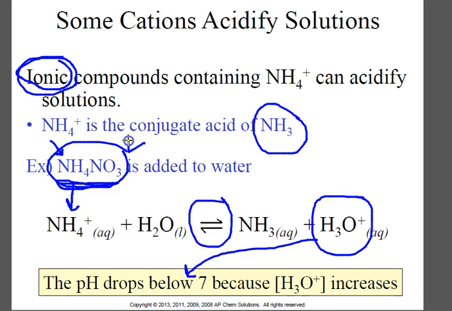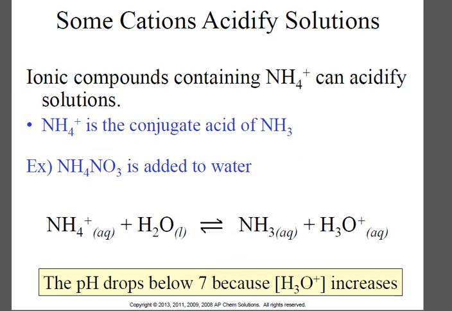Now, nitrate is our anion. Why does it not act as an acid or base? Nitrate is the conjugate of nitric acid, and nitric acid is a strong acid, therefore its conjugate is a crappy base. Also remember, NO3 molecules are always soluble spectators, so it's not going to act like an acid or a base in water.